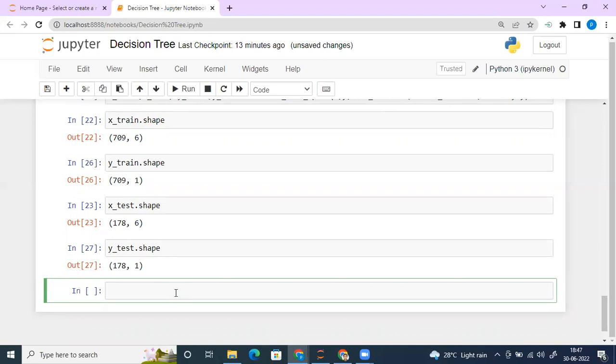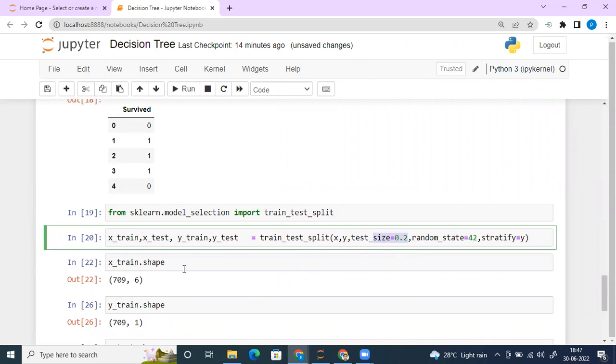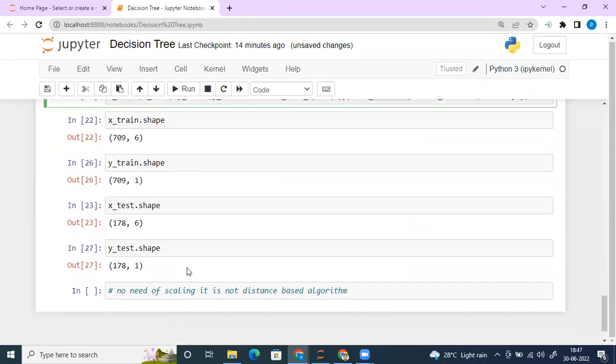Yes, the step should be scaling, but is it necessary in this case? No. Right? I can mention here, no need of scaling as it is not a distance-based algorithm. No need. Don't do this. No problem, if you want to do it, even do it, no problem. No effect is going to happen. The 80-20 split we have done already. Varun, we already did that, right?